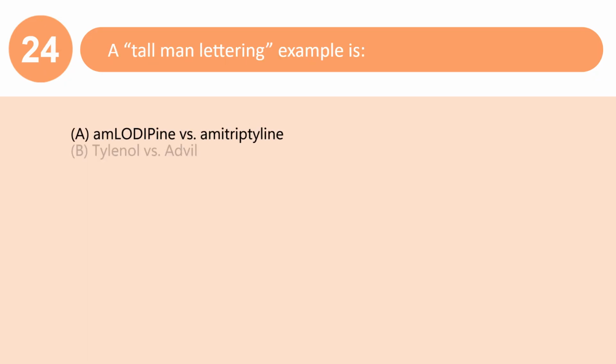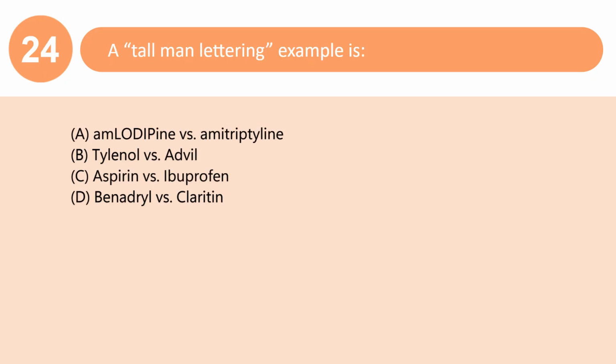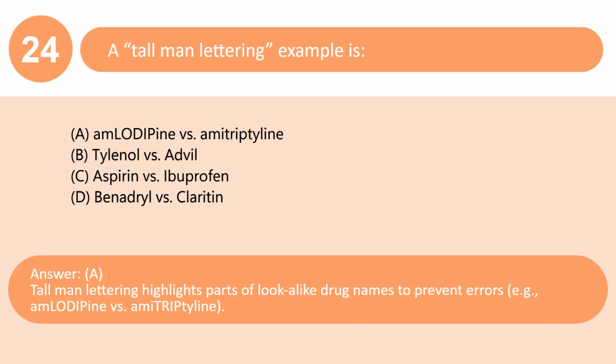A tall man lettering example is A. Amlodipine versus amitriptyline, B. Tylenol versus Advil, C. Aspirin versus ibuprofen, D. Benadryl versus Claritin. Answer A. Tall man lettering highlights parts of lookalike drug names to prevent errors, e.g., amlodipine versus amitriptyline.